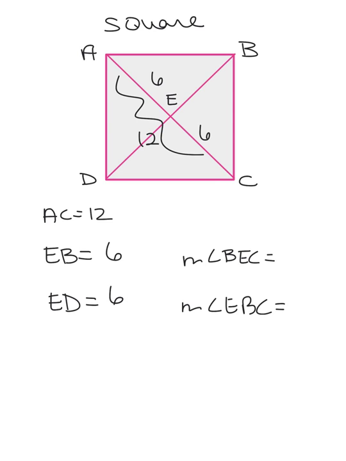Now looking at angle measurements, we know a few things. We know that each angle has to be 90 degrees. We also know that the diagonals bisect the angles, so when we split those in half, we're going to have measurements of 45. We also know that we have a 90 degree angle in the center because they're perpendicular. So in looking at the measure of angle BEC, that's going to be 90 since diagonals are perpendicular. We also look at the measure of angle EBC, which we just said will have a measurement of 45.